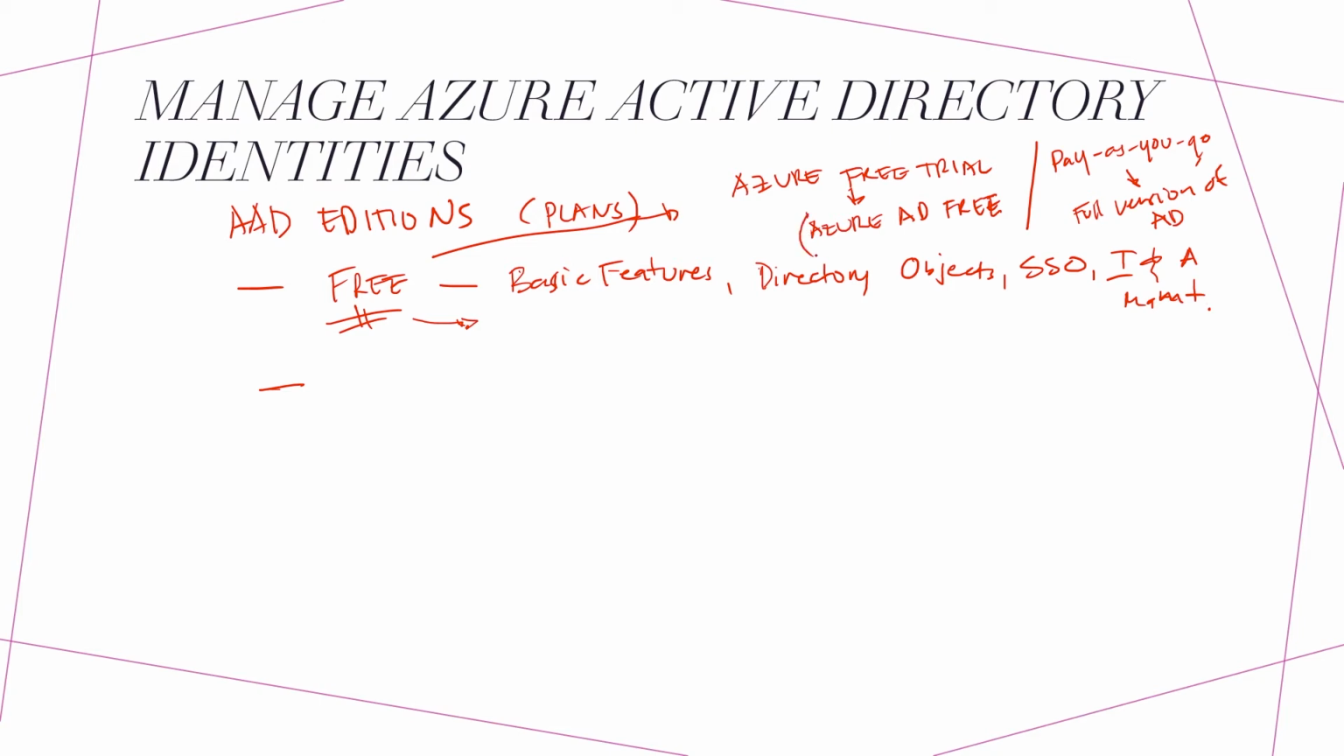The second edition is for M365 apps. So now it's all of the free version features plus the capability to use it as an identity and access management solution for your Office 365 apps.